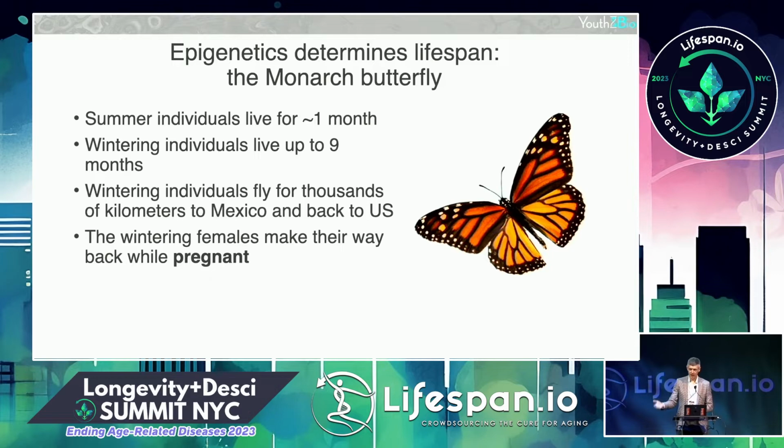If they're born in the summer, they live for like a month, but if they're born in the winter, or in the fall, I'm sorry, they can live for up to 9 months because they have to survive the winter. They go down to Mexico to overwinter, they breed there, and then they come back. And so this again shows that epigenetics can greatly vary lifespan, even within the context of a single social role.